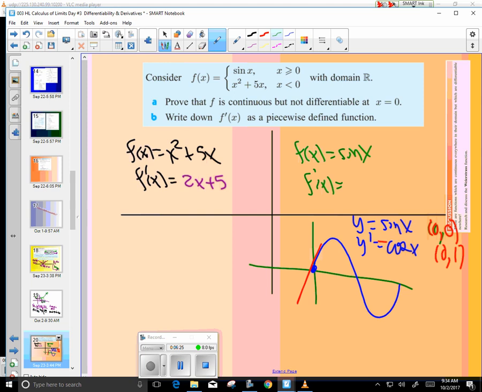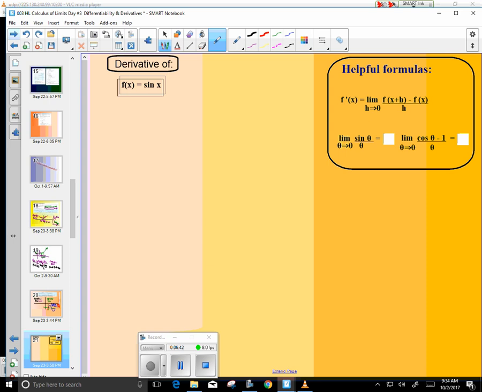What if you said negative cosine? By the way, that's the antiderivative. If you get them mixed up and you drew the picture, can you see there's no way that slope is negative 1? So that's not right. Okay, good. But I'm actually going to prove the derivative of sine because I think it's important. And we'll prove the derivative of cosine. We'll do these real quick.